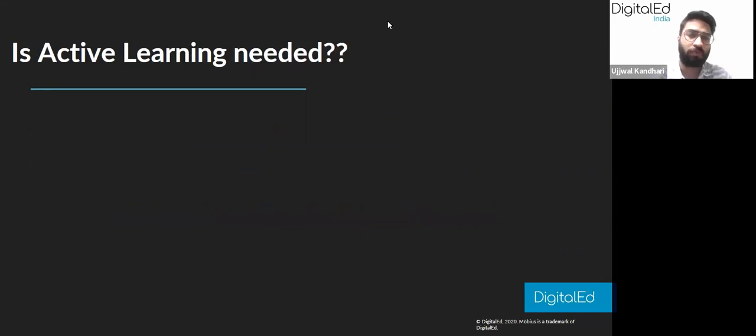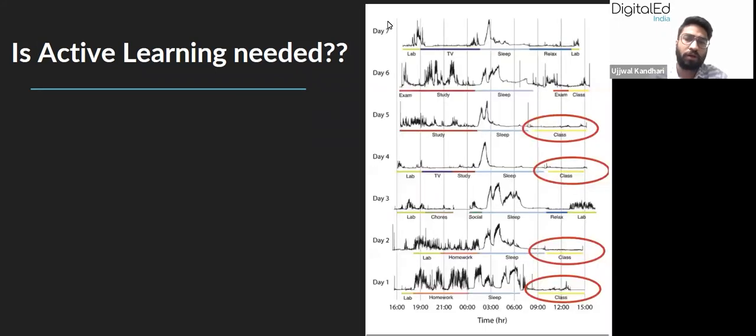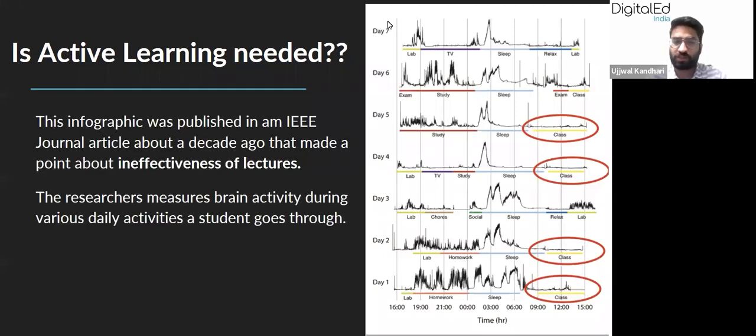Now, as I mentioned, we did talk about what active learning is, but is it really needed at this point? There was a study done a while ago. The infographic that you see here was published in an IEEE journal about a decade ago, and it made a specific point about the ineffectiveness of lectures.